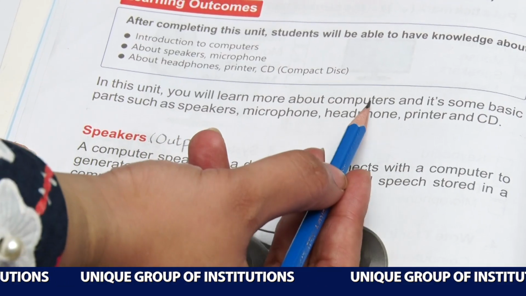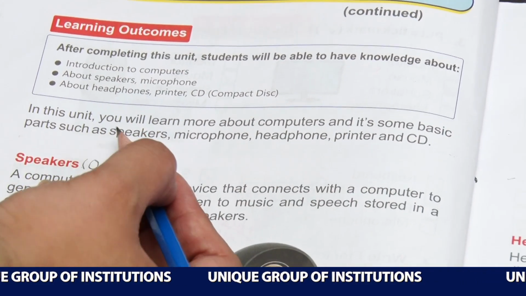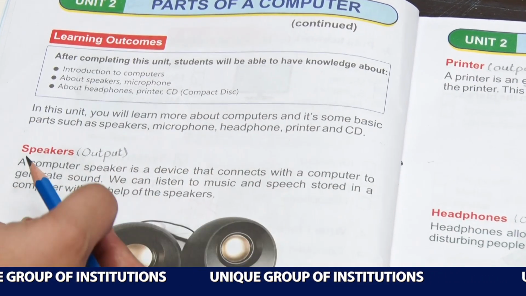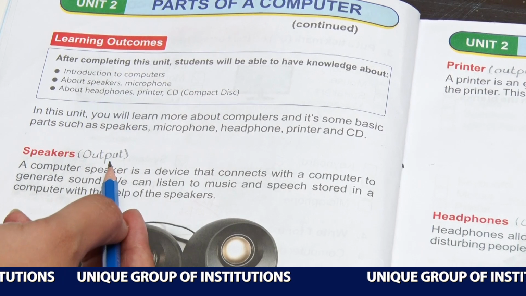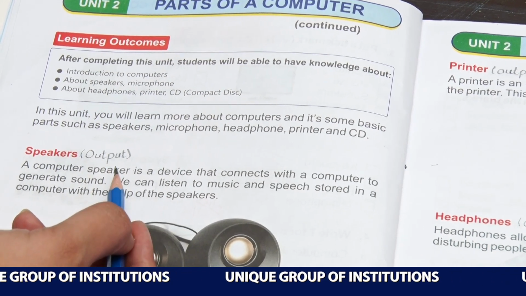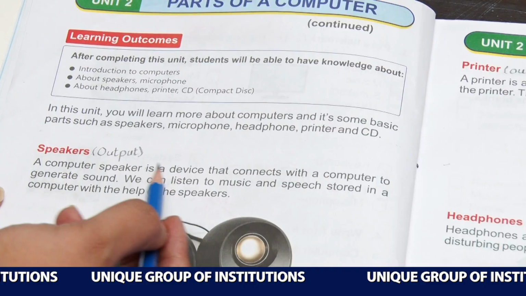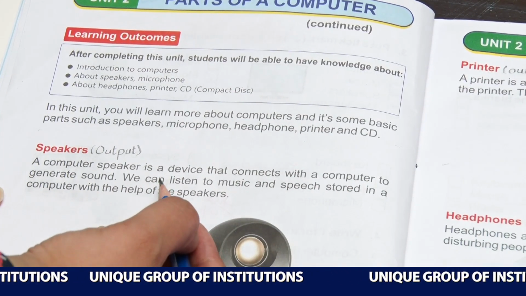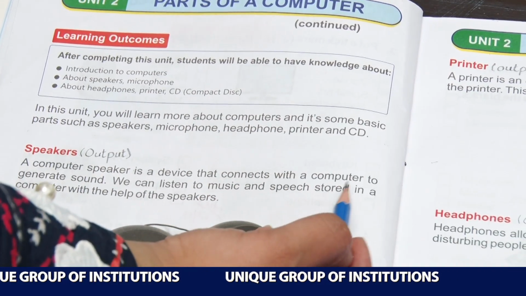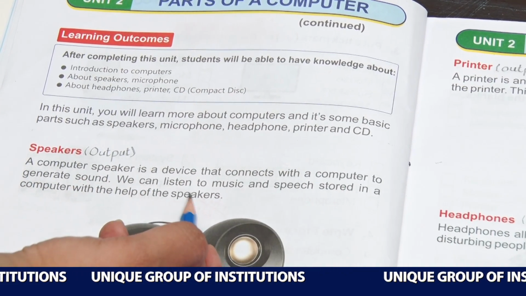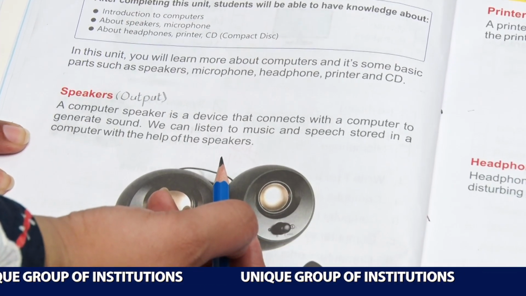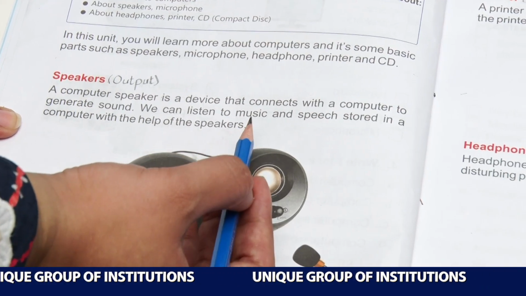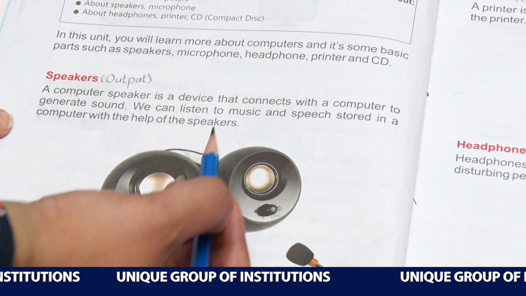You will learn more about computers and some basic parts such as speakers, microphone, headphone, printer and a CD. So our first part is speakers, which is an output device because it's giving us information. A computer speaker is a device that connects with the computer to generate sound. We can listen to music and speech stored in a computer with the help of the speakers. They help us in listening to audios or any kind of music you want to listen from your computer.